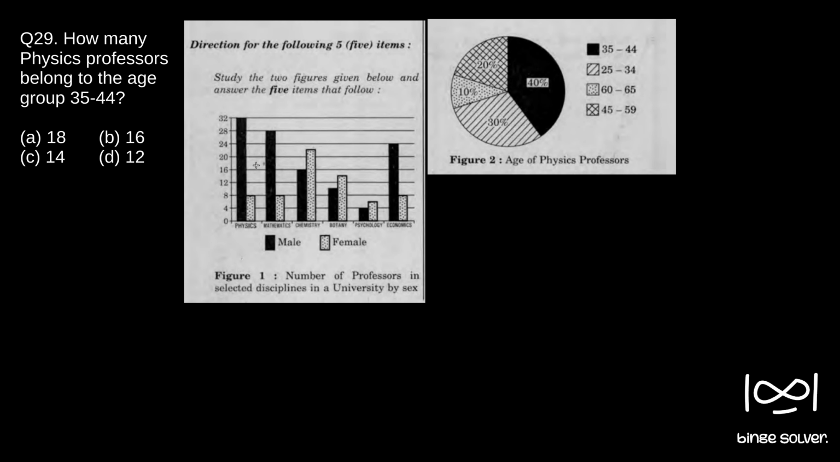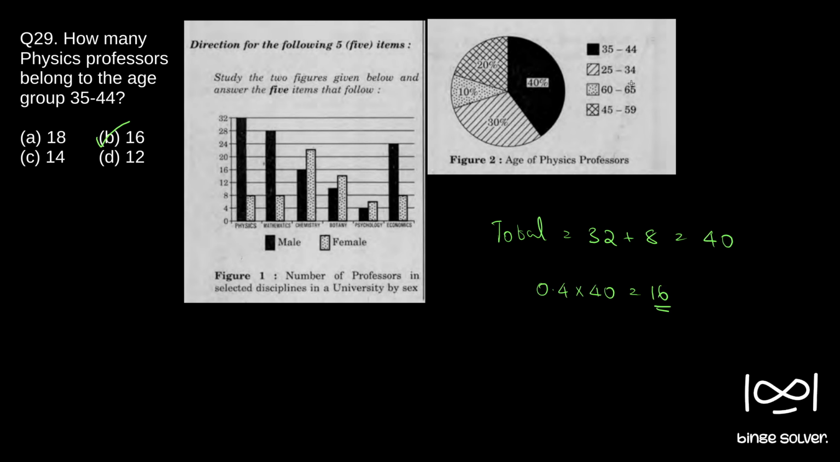So we first need to find the number of physics professors. From this we can just add the number of male professors and female professors to get the total number of physics professors, which is 32 plus 8, so the total is 40. Now the 35 to 44 group is 40% of 40, which is 0.4 into 40, which is 16. So the correct answer is B, 16.